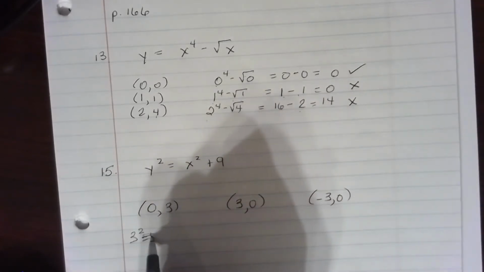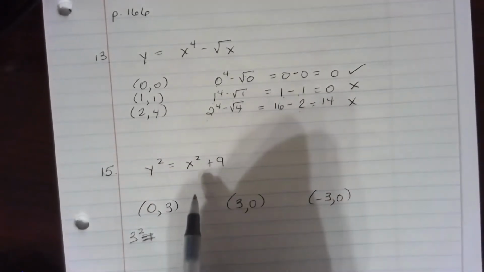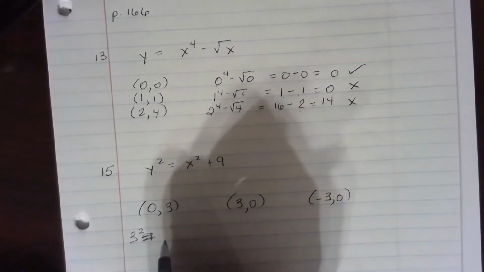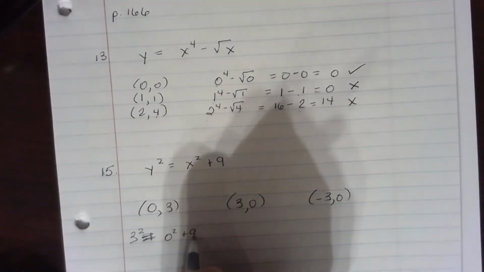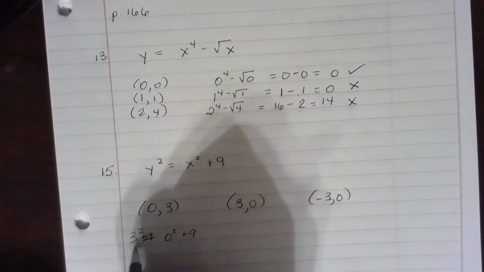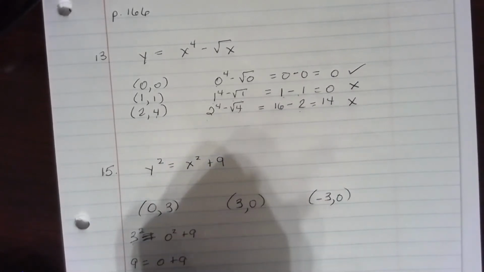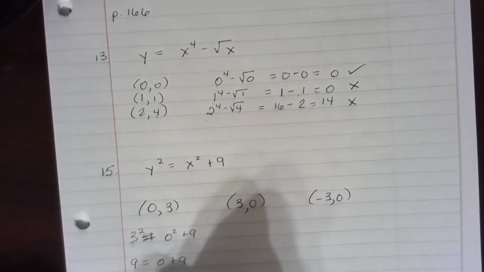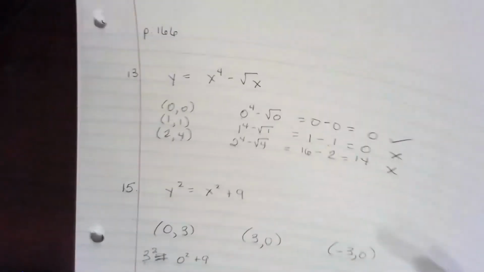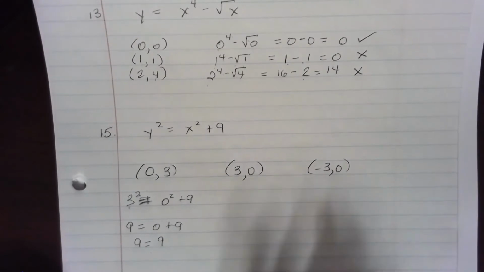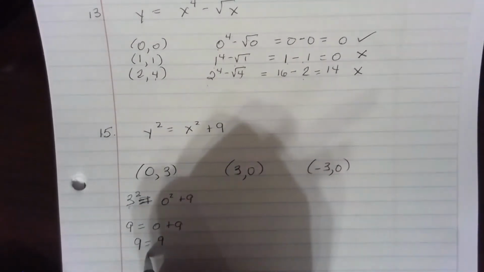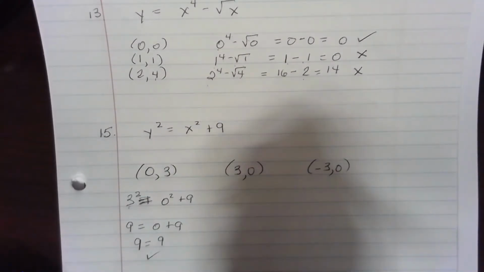So that's an equal sign right there. And I'm going to put in 0 for the x, and copy the plus 9. 3 squared is 9. 0 plus 9. If you get a true statement right here, 9 equals 9, then that means yes, the point works. This one actually is a point on this graph.